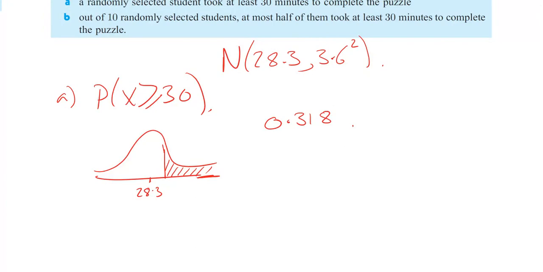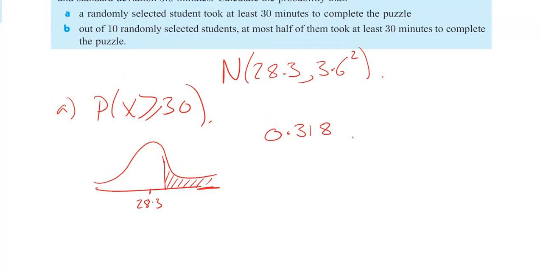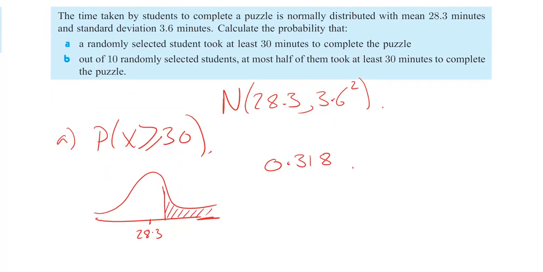Okay, part B. Out of 10 randomly selected students, at most half of them took at least 30 minutes to complete the puzzle. This is a headache, this one. This is very challenging. The answer to this is it is absolutely not anything to do with the normal distribution. We have to be really careful here. Yes, it is normally distributed, but now we've thrown in something else into the mix. We've got 10 students. And of course, they can either do it in 30 minutes or not do it.